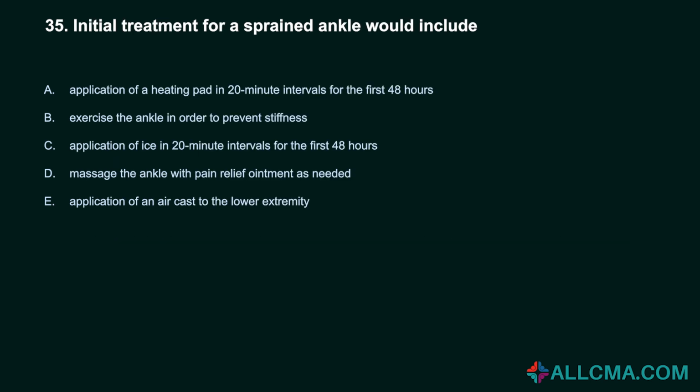35. Initial treatment for a sprained ankle would include: A. Application of a heating pad in 20-minute intervals for the first 48 hours. B. Exercise the ankle in order to prevent stiffness. C. Application of ice in 20-minute intervals for the first 48 hours. D. Massage the ankle with pain relief ointment as needed. E. Application of an air cast to the lower extremity. Correct answer: C. Application of ice in 20-minute intervals for the first 48 hours.